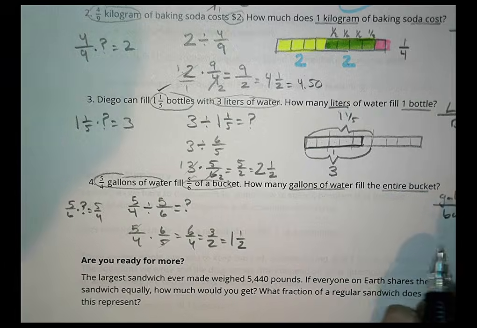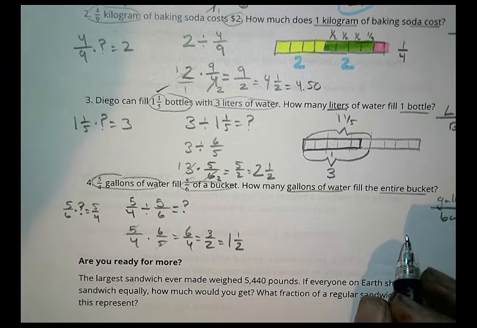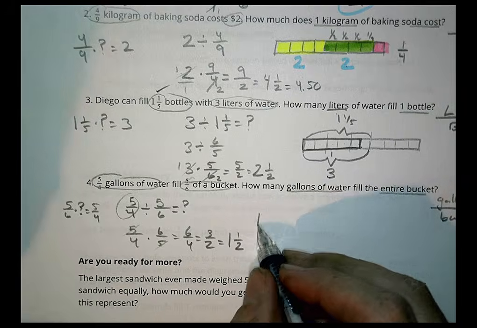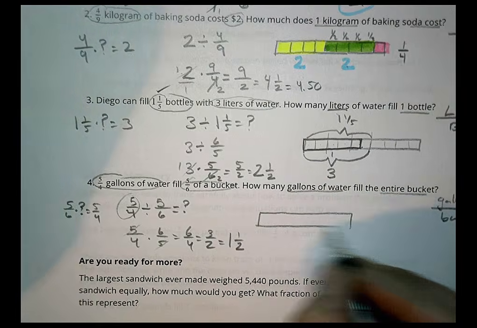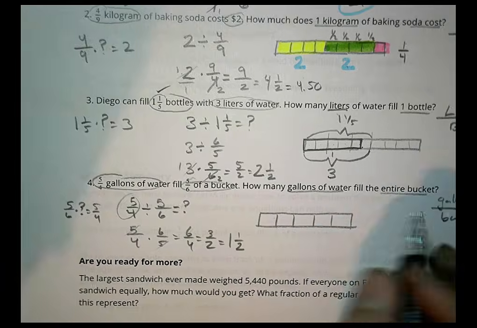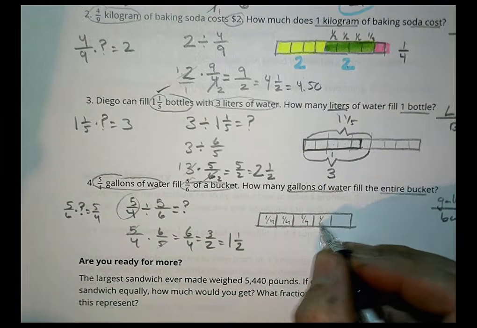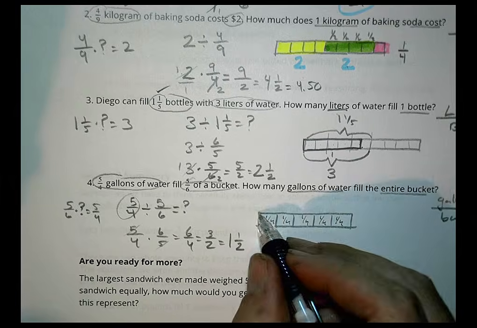And if we want to draw a picture there, we certainly could. So we have 5/4 of a bucket. Okay, let's think about this. Let's go with 5 of these. 1, 2, 3, 4, 5. Right, and each one is 1/4 of a gallon. 1/4, 1/4, 1/4. So I have 5/4 altogether.